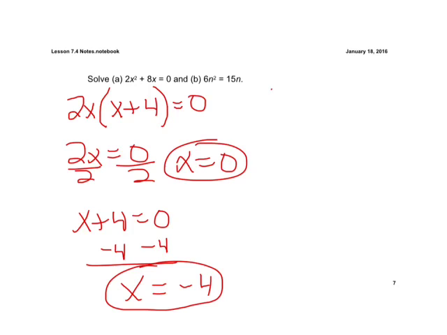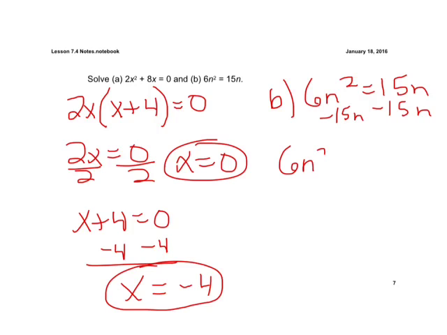All right, let's do part B here. Part B is set up a little differently. Really what we want is everything to be equal to 0. So what we need to do is we need to move that 15n over. If we move that, let me just rewrite this here. 6n squared equals 15n. We want 0 to be on the right side. So let's just go ahead and subtract, since it was a positive, 15n on both sides. When we do that, we're left with 6n squared minus 15n equals 0. Don't forget that equals 0. Okay, that right side, now there's nothing left, so it equals 0. Now we can go ahead and solve.